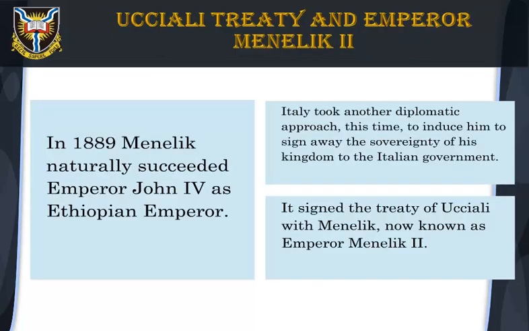Treaty of Wuchale and Emperor Menelik II. In 1889, Menelik naturally succeeded Emperor John IV as Ethiopian emperor. Italy took another diplomatic approach, this time to induce him to sign away the sovereignty of his kingdom to the Italian government. It signed the Treaty of Wuchale with Menelik, now known as Emperor Menelik II.